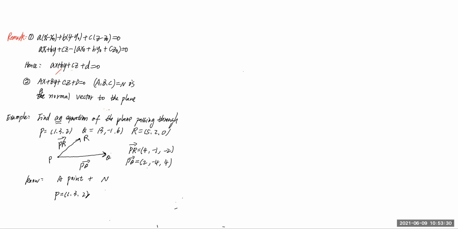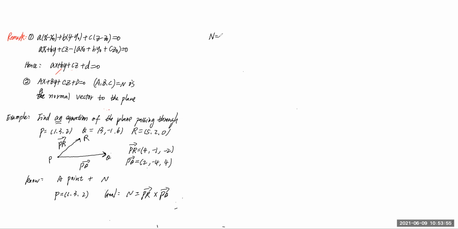And then our goal for this is to find N. I think you know how to find N, right? N is the normal vector. So N is PR cross product PQ. Now after we compute N, we can write the solution directly. So let me show you how to find N.